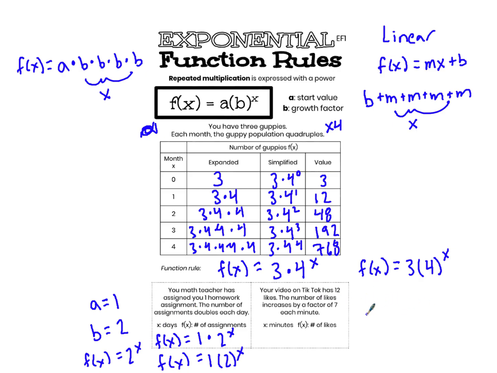Last example, your video on TikTok has 12 likes, start value of 12. The number of likes increases by a factor of 7 each minute. So when I don't have a special word like double, triple, quadruple, I'm going to say by a factor of. That represents repeated multiplication by 7, a growth factor of 7. So now here is my function rule. F of x equals 12 times 7 to the x, or a little more sophisticated, f of x equals 12 parentheses 7 to the x power.